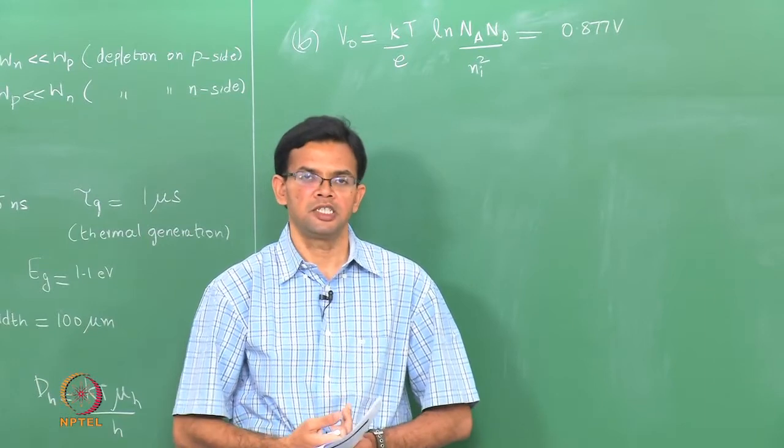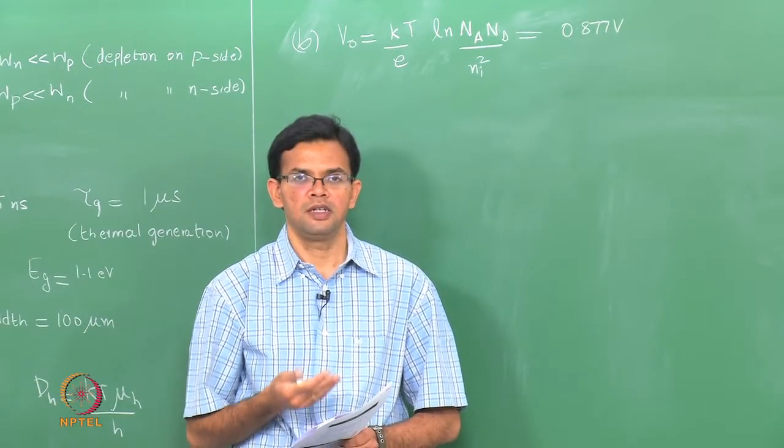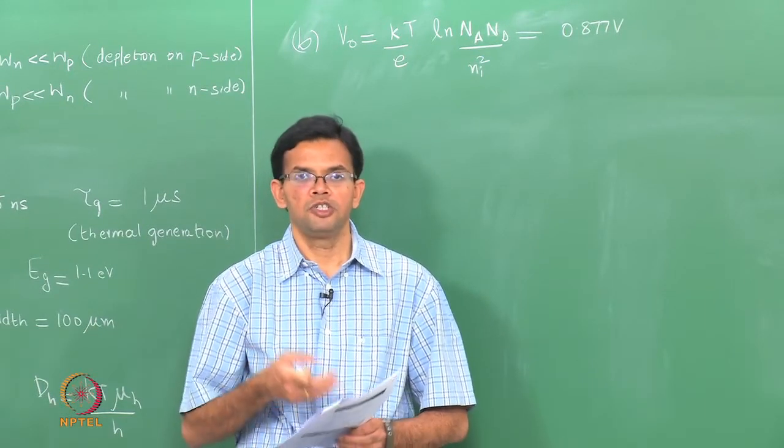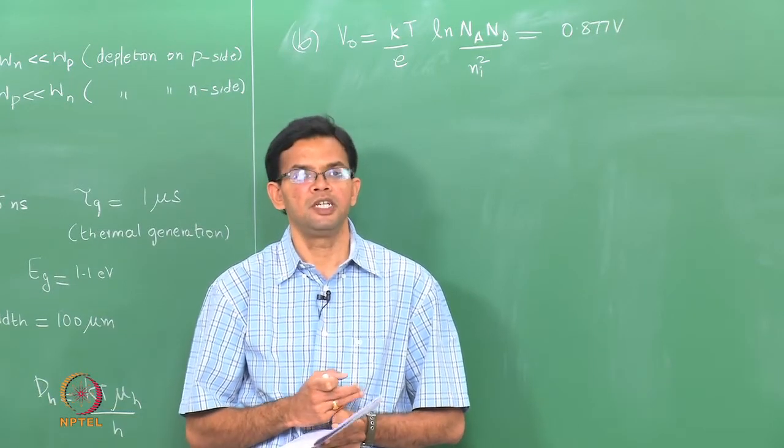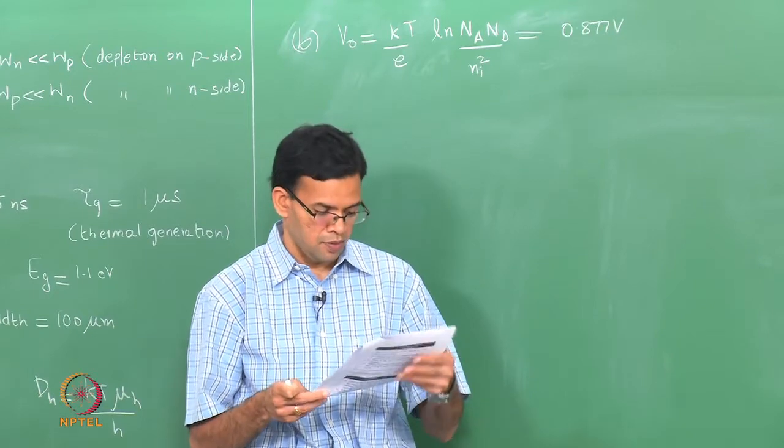This particular problem does not ask you to calculate the depletion widths, but you can go ahead and do the calculation and you will find that the depletion width is almost entirely on the N side and that there is a very small depletion width on the P side.